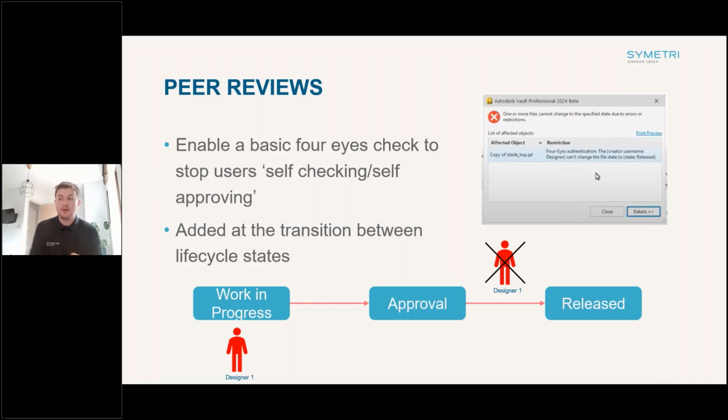But the same user can't move it from work in progress to approval and then move it from approval to released. What they would have to do is have designer 2, who has the same level of security as designer 1 but is logged into a different account, move it from approval to released. Again, just ensuring that a second pair of eyes is going over that particular check.